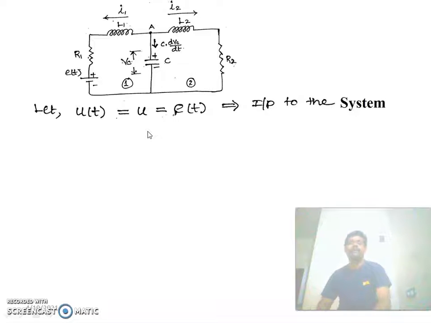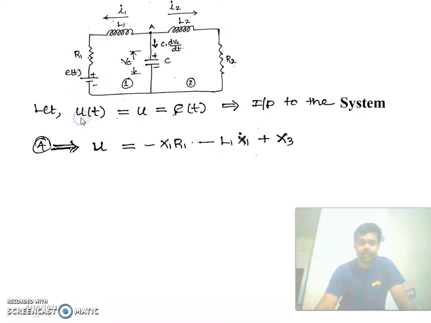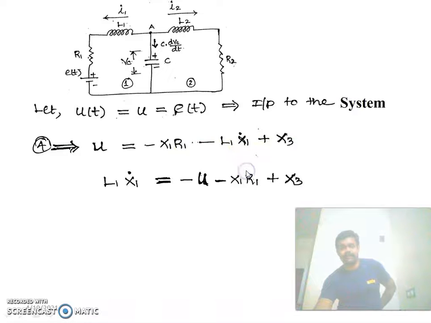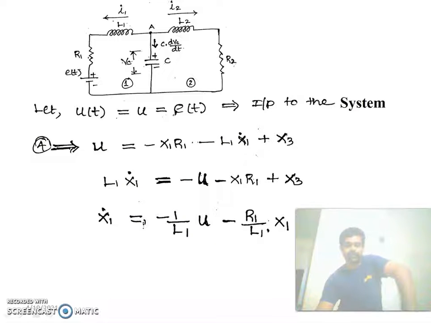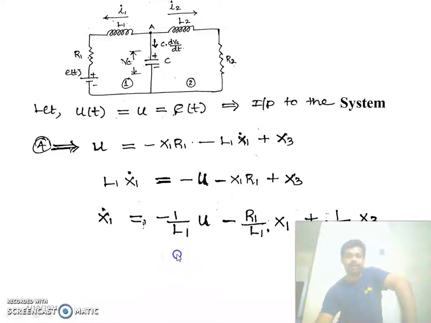Now again we are applying KVL to the loop 2. So here E of t we can take it as U of t. So that equation will become U is equal to minus x1 r1 minus L1 into x1 dot plus x3. Now from this we are going to calculate x1 dot. So we have calculated x1 dot.